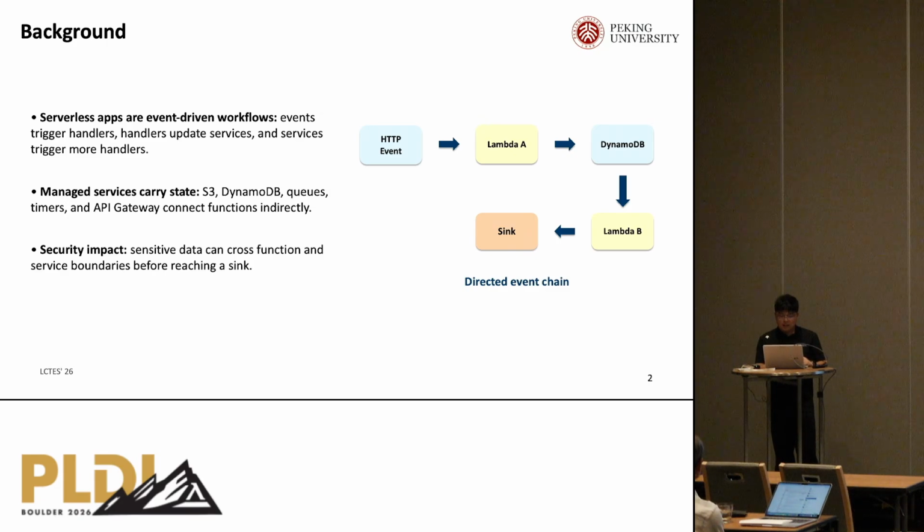Notice that the arrows in this picture are not normal function calls. They are event transitions mediated by the platform, so a security tool must recover context that is distributed across configuration files, handler code, and service state.